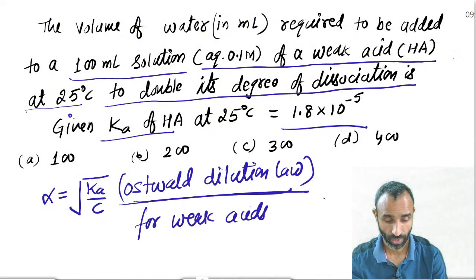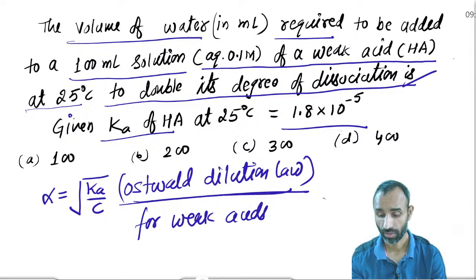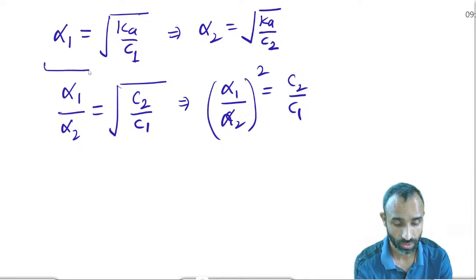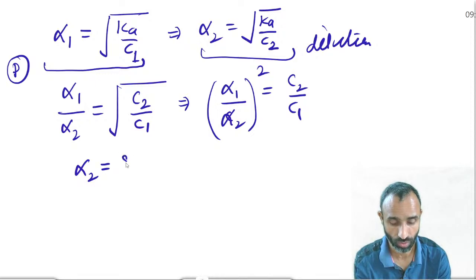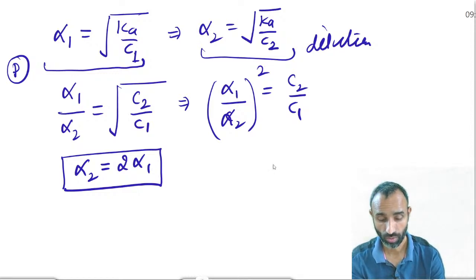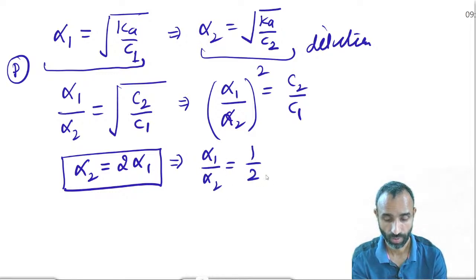And we have to calculate the volume of water required to be added to double its degree of dissociation. So alpha 1 and alpha 2 are the degrees of dissociation. This is the present solution and this is the diluted solution. So we have to ensure that alpha 2 should be equal to 2 alpha 1. So alpha 2 equal to 2 alpha 1 means alpha 1 by alpha 2 equal to 1 by 2.